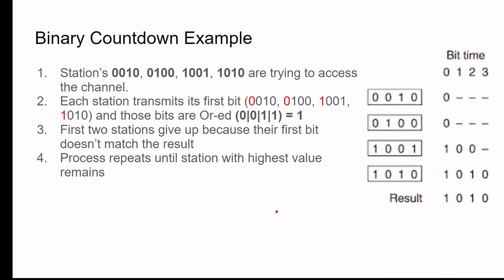Here we have an example of binary countdown. Say we have the stations 0010, 0100, 1001, and 1010, and they're all trying to access the channel. Each station starts by transmitting its first, or most significant, bit. The first station would transmit its first bit 0, the second station would transmit its first bit 0, the third station would transmit its first bit 1, and the fourth station would transmit its first bit 1. And all of those bits are ORed together, so we have 0 or 0 or 1 or 1, which is 1.